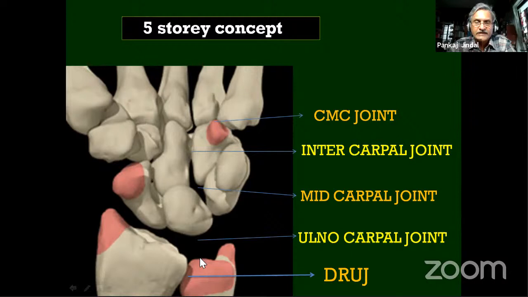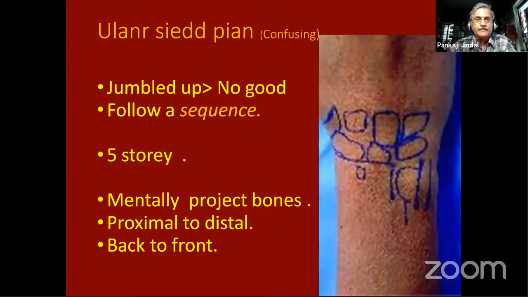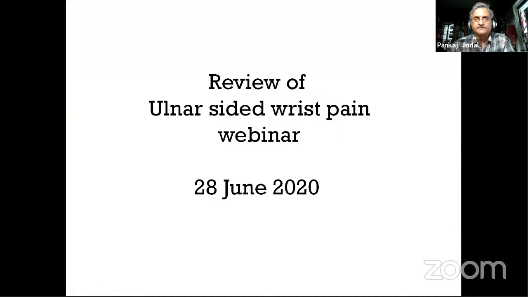If you follow this sequence, first on the dorsum of the hand and then go on to the volar aspect, you are least likely to miss a diagnosis. But if you have a jumbled approach, you will be very confused and you are going to miss an extremely important finding, and therefore have a particular sequence. Follow this five-storeyed approach and you will not miss anything.